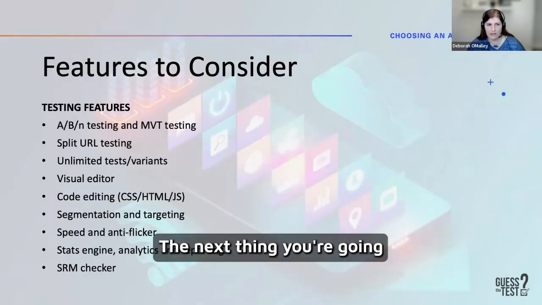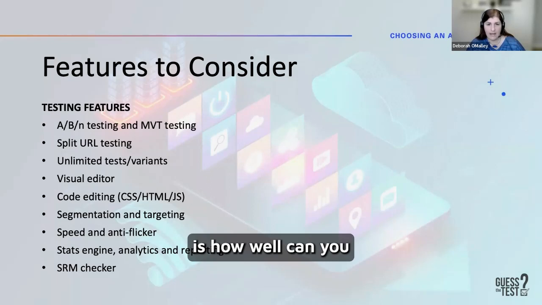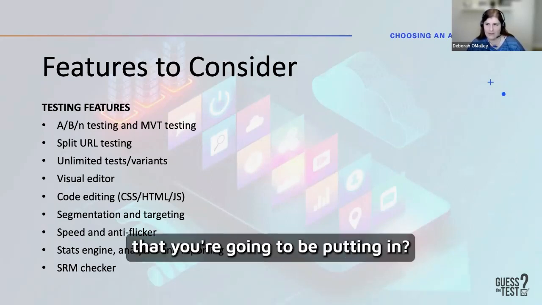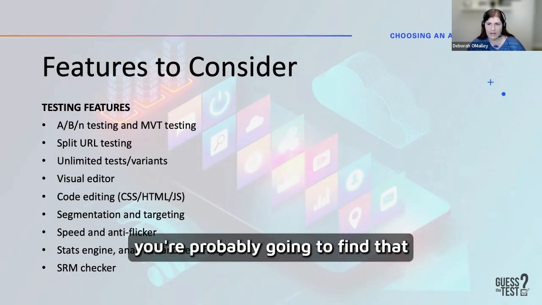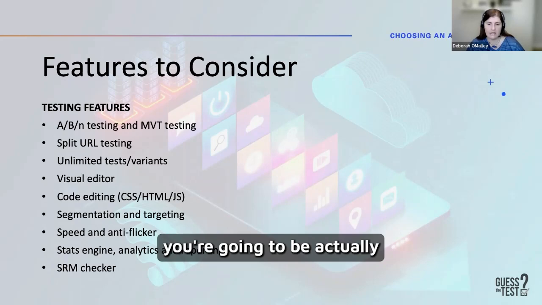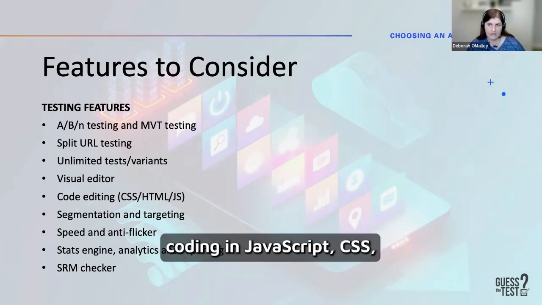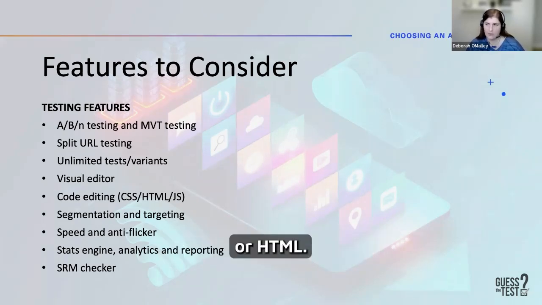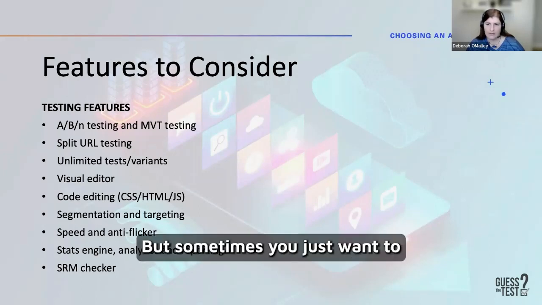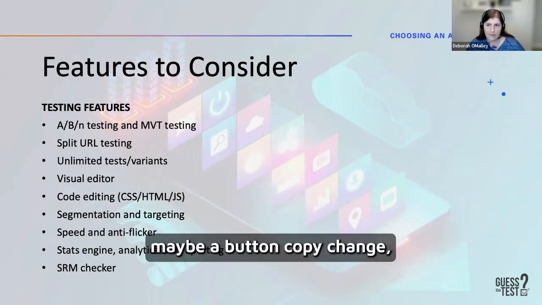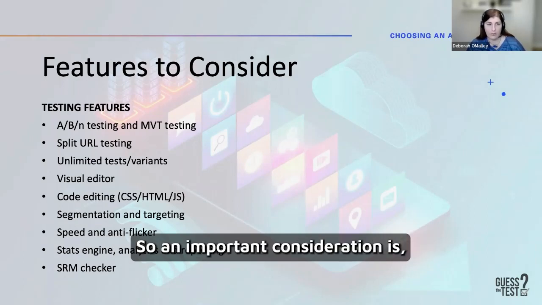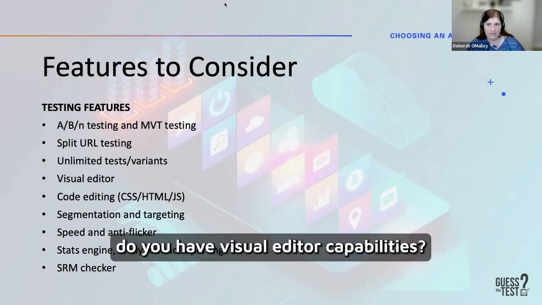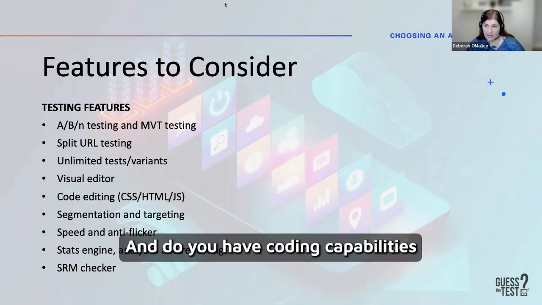The next thing you're going to want to consider is how well can you code or not code the variants that you're going to be putting in. If you have a developer you work with, you're probably going to find that for more complex tests, you're going to be actually coding in JavaScript, CSS, or HTML. But sometimes you just want to do a very quick change, maybe a button copy change, and there you can use the visual editor. So an important consideration is, do you have visual editor capabilities, and do you have coding capabilities within the platform?